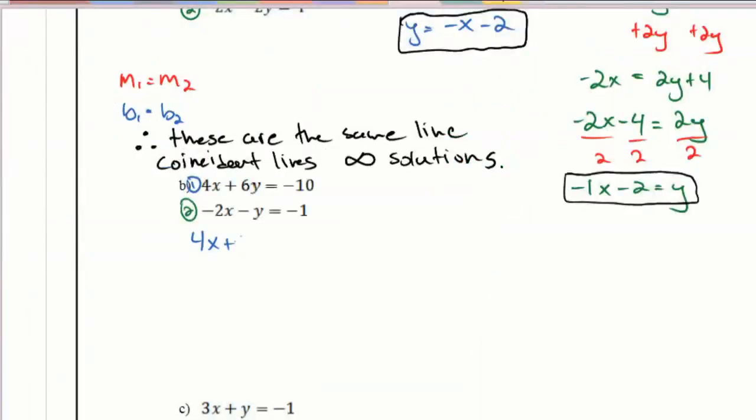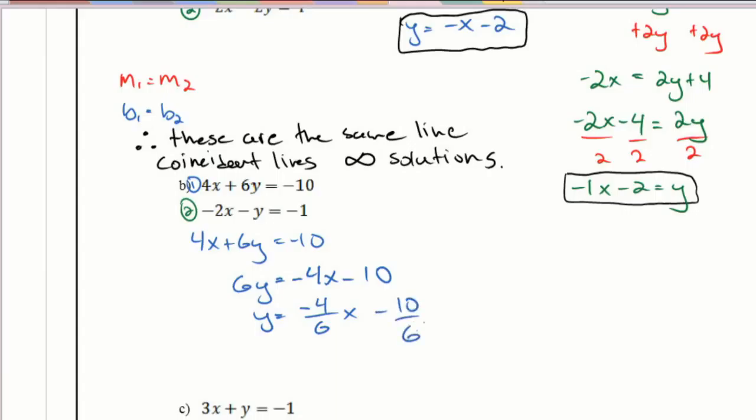So 4x plus 6y is negative 10. Move the x to the other side: 6y equals negative 4x minus 10. Y is equal to negative 4 over 6x minus 10 over 6. I should probably simplify my fractions. Negative 2 over 3x, and then 10 over 6 can be simplified to 5 over 3.